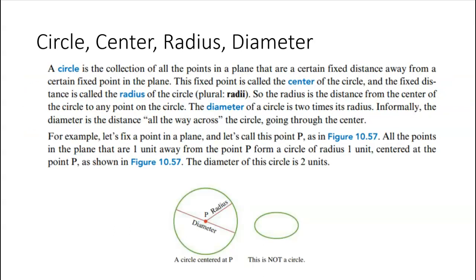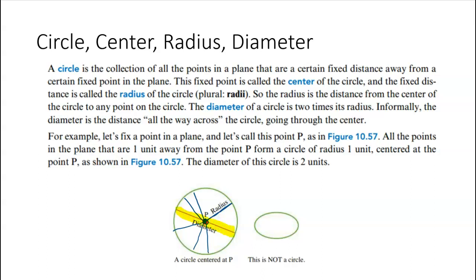A circle has a center, a radius, and a diameter. So a circle is the collection of all points in a plane that are a certain fixed distance from a certain fixed point in the plane. The fixed point is the center, and the fixed distance is called the radius. There are infinitely many radii, all of them going from the center to the edge of the circle.